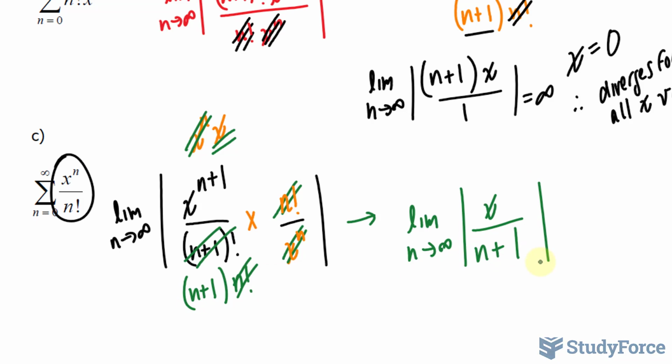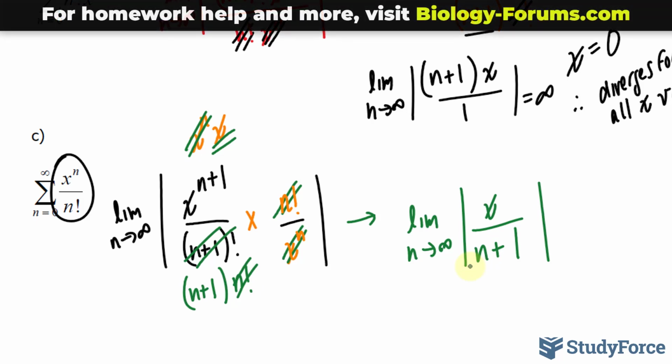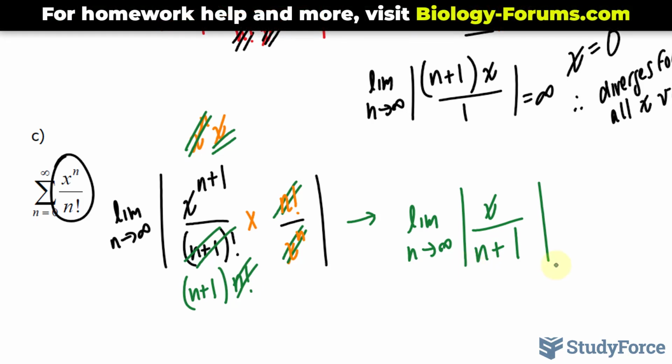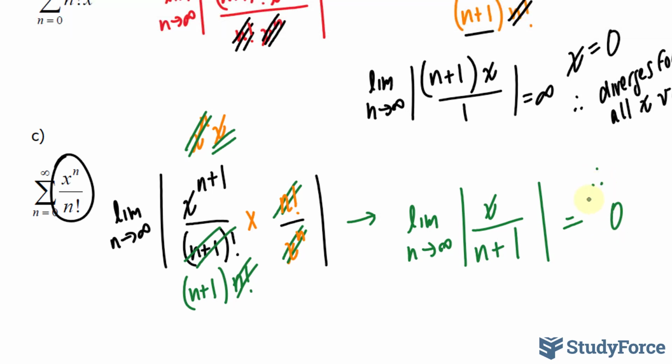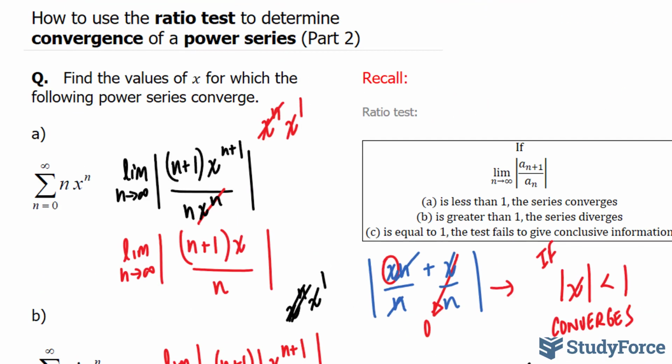If I substitute a very large number into n, I'll end up with x over a very large number. This means that we have a limit of 0. Therefore, 0 is less than 1, so this series converges for all values of x. And there you have it. 3 more examples on how to use the ratio test to determine convergence of a power series.